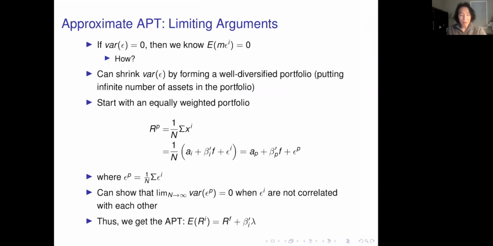How do we make the variance of the epsilons be zero? By forming well-diversified portfolios, you can get rid of the variance of the epsilons. Okay? So you start with an equally weighted portfolio, and as long as n is large, the variance of the idiosyncratic component is going to approach zero. And then you get the same APT pricing.